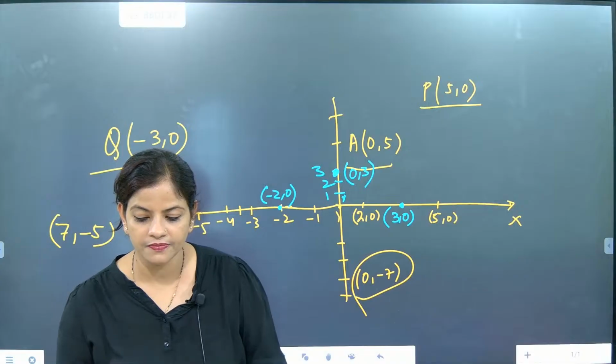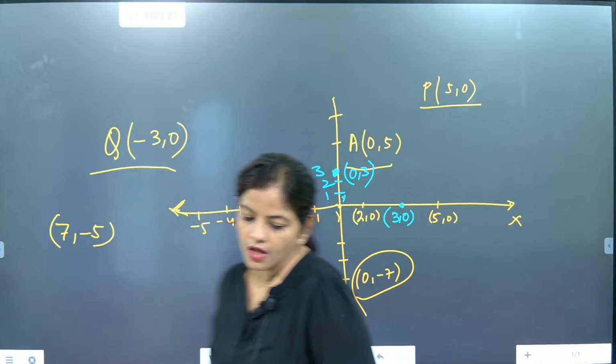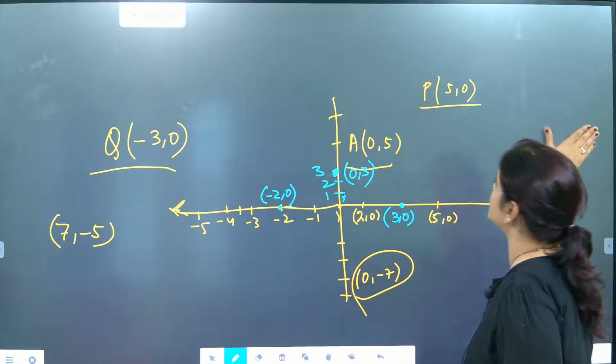So whenever we are solving the questions, we are checking these points. So shall we go for the next one, beta?